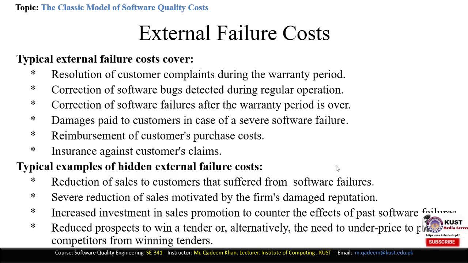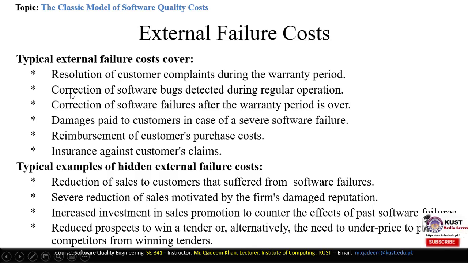The next important cost for software quality is the external failure cost. The external failure cost also includes two subtypes: typical external failure costs and typical examples of hidden external failure costs. So this mainly includes the resolution of customer complaints during the warranty period. If the customer complained about the products during the warranty period, then the cost to resolve those complaints is called the external failure cost.